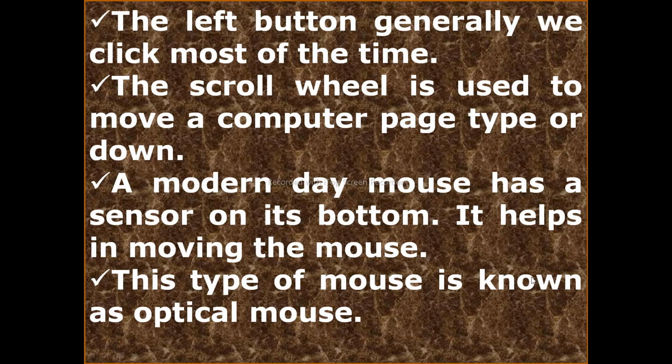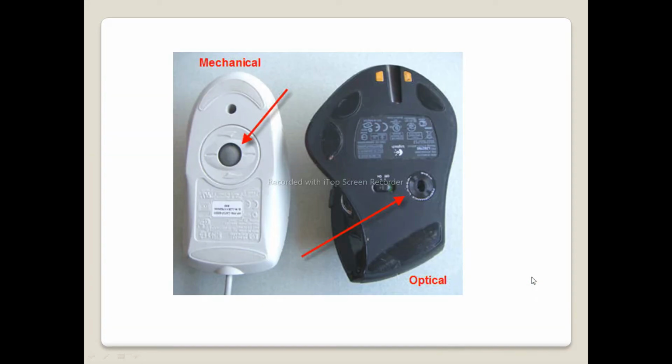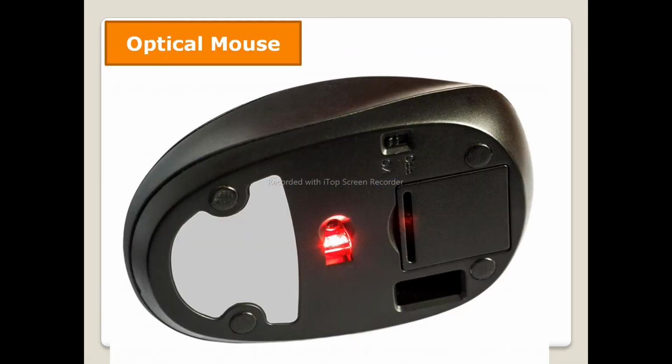So here is a picture of how an optical mouse and a mechanical mouse look. See the arrows. This is a mechanical mouse, this white one. It has a ball inside it which helps to rotate or move the cursor up and down. Whereas in an optical mouse you get an LED light for its functioning. This optical mouse has a button given for on and off. When you want to work with it, you have to turn it on and you will get an LED light like this.